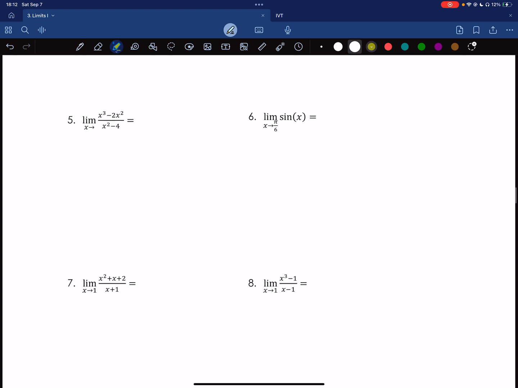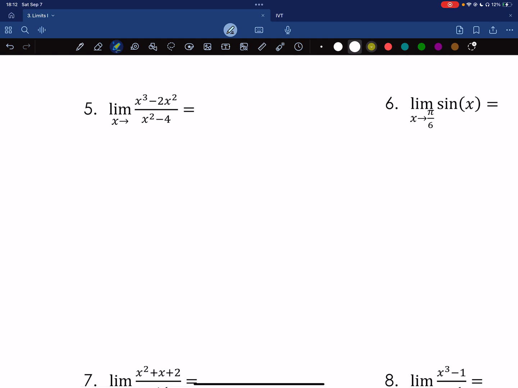Okay, so number 5, the limit as x approaches 2 of that function. Mine doesn't have a number, so hopefully yours has a number. So again, if you try to do direct substitution, you would get 8 minus 8 on top, which is 0. Then you would get 4 minus 4 on bottom, which is 0. So again, as I said before, we do not want to write equals 0 over 0. That will cause us to lose all points, so don't do that.